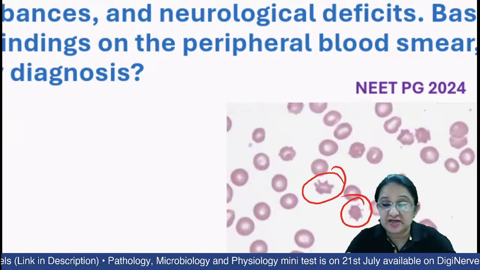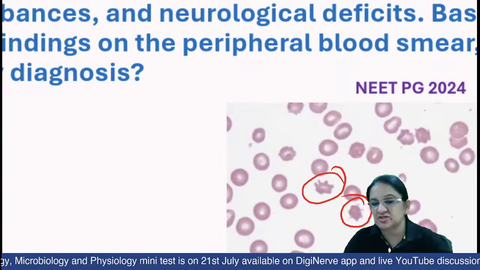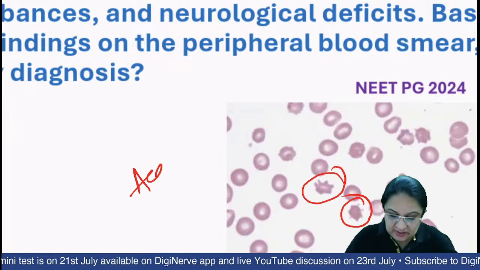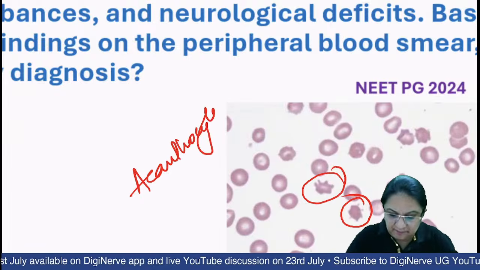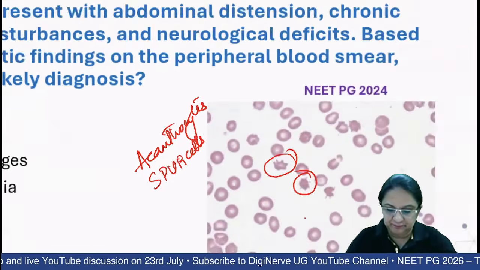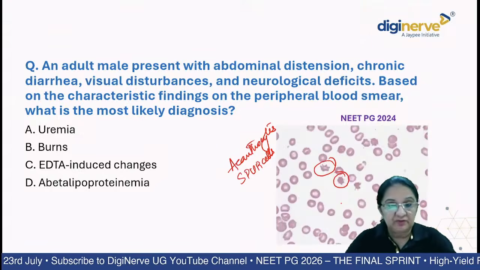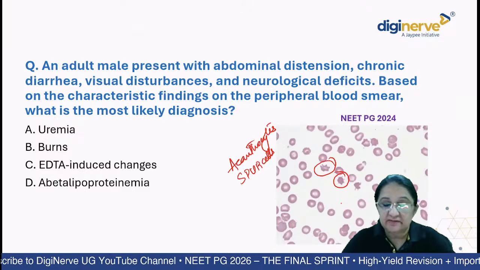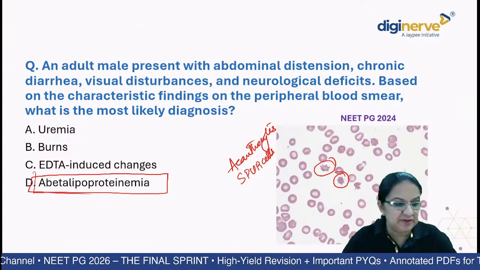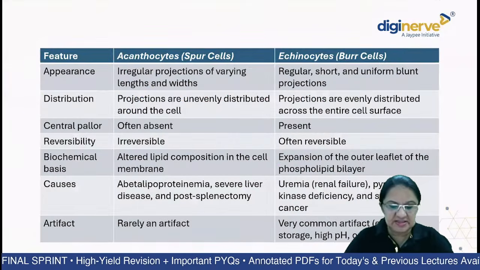Echinocytes have regular spikes on the cells. These are irregular projections. So what are these called? These are called acanthocytes, or spur cells. So where do you find acanthocytes or spur cells? Characteristically, you will see them in abetalipoproteinemia. All right, understood? Moving on to the next.